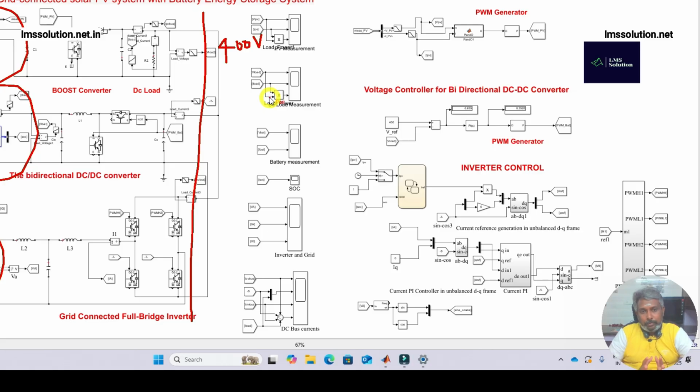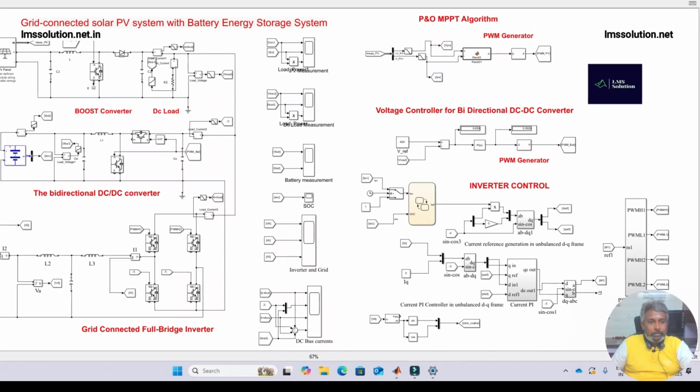The power flow happens between PV to battery and PV to grid, and also the power flow happens between battery to grid as well as battery to DC bus. We must maintain that 400 volt DC bus constant, so then only the power balance will happen between source and load. First I am going to start with the solar PV system.